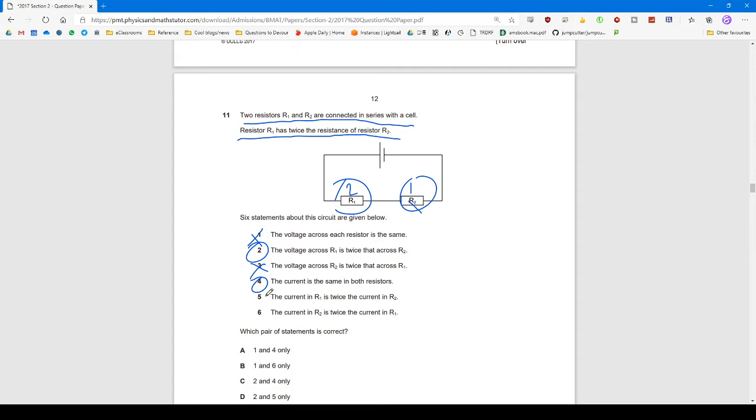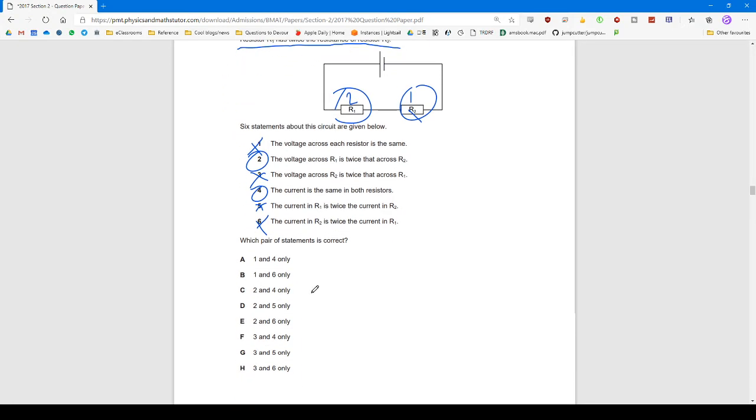If 4 is correct, then 5 and 6 are automatically wrong. Don't even think about them. Okay, so it seems like that took about... Oh shit, we haven't even answered the question. Well, okay, let's continue. 2 and 4 only. C. 38 seconds. Plus a little bit, so maybe like 50 seconds.